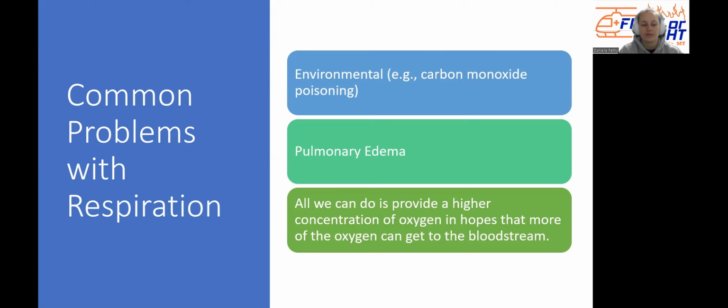Or perhaps the oxygen is getting to your alveoli, but then that oxygen can't get into your bloodstream. An example of that would be pulmonary edema. Remember, pulmonary edema is where there's fluid buildup in the tissues of your lungs. So if you think about your alveoli, they're these little sacs. And surrounding those alveoli, we have tissues, our lung tissue.